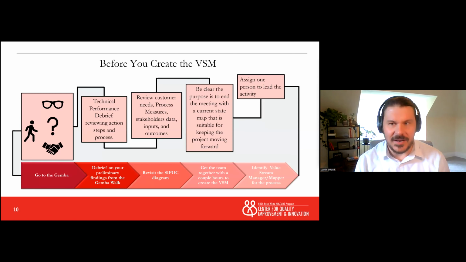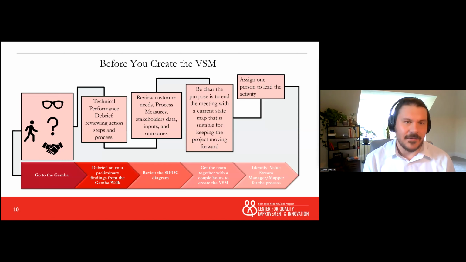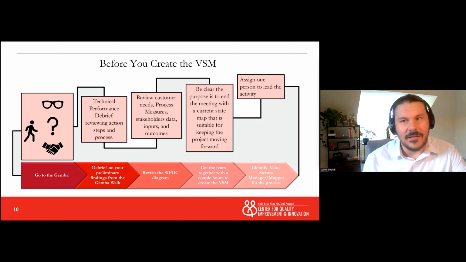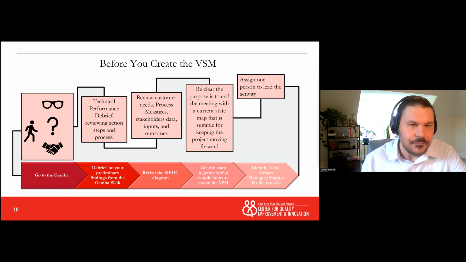Before you jump right to a value stream map, there are some things I like to recommend folks do. Number one, if you haven't already, and we talked about this in part 1, go to the Gemba, go to the actual place where the work is happening, and do the steps of go see, ask why, and show respect. It's really important that if we're going to do a value stream map, we make sure it is based on what's really happening. So you're going to do your walk, and then you're going to debrief on what you find. Hopefully you brought a stopwatch with you, or use the stopwatch on your phone.